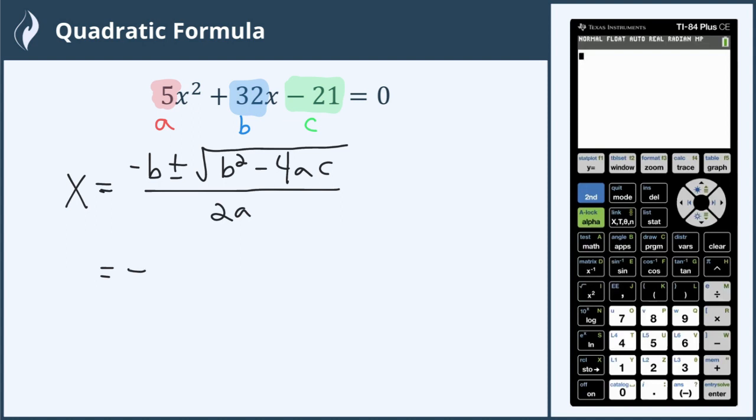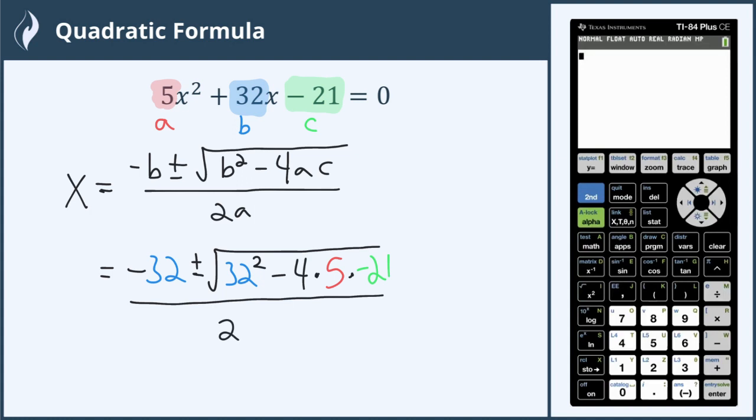So that first part, negative b, is negative 32. Then we have plus or minus, and we have the square root of b squared. Now, again, b is 32, so this is 32 squared. Then we have minus 4 times our a, which is 5, times our c, which is negative 21. And that is all over 2 times our a value, which once again is 5.